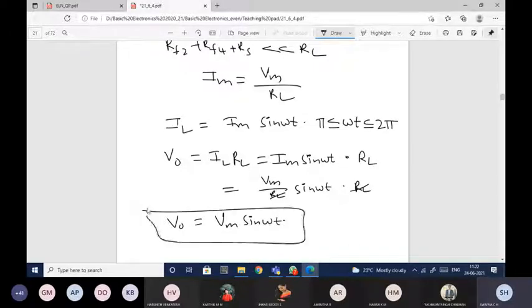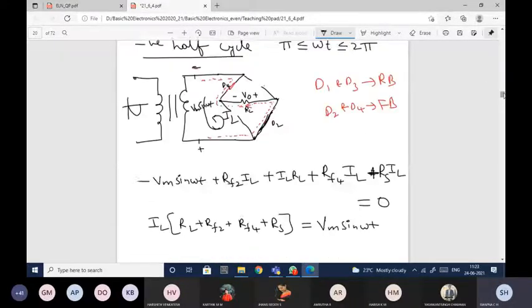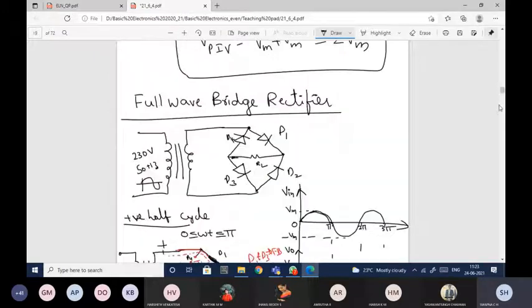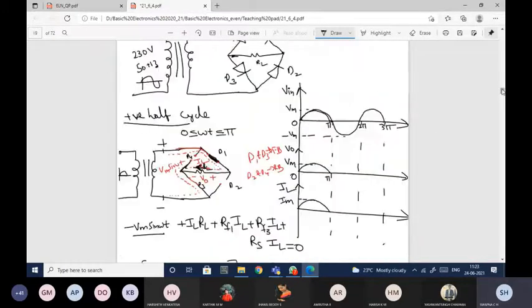This is again for pi less than or equal to omega t less than or equal to 2 pi. So both the current directions are the same. Whatever waveform you have got from 0 to pi, the same thing I'll get from pi to 2 pi also. Here V0 is also the same. Again a positive half cycle, I'll get again a positive half cycle, like this.